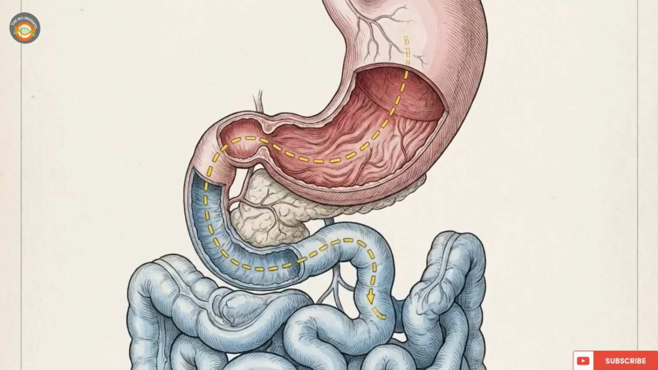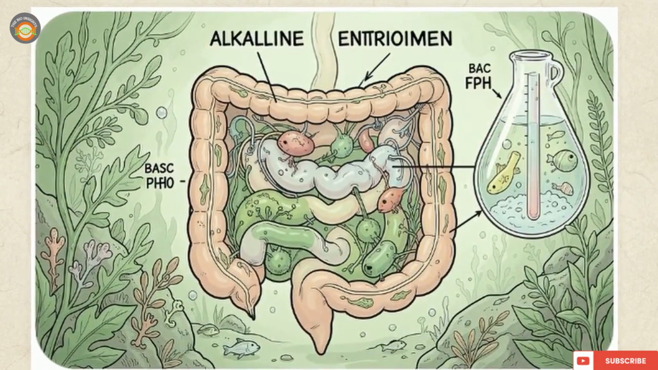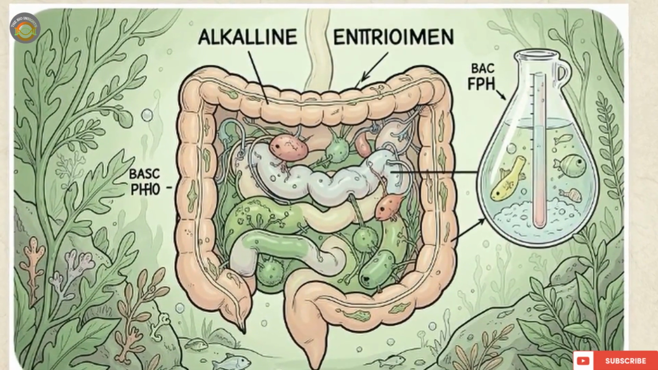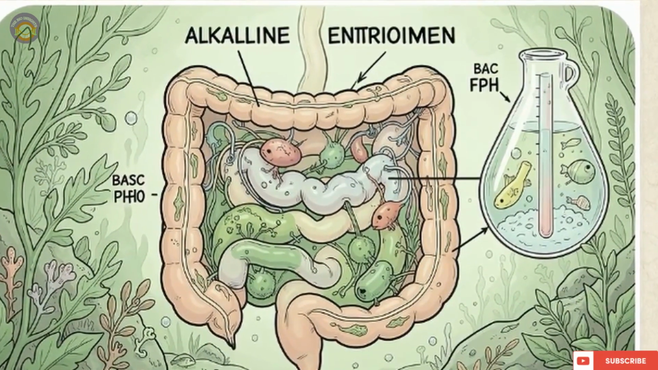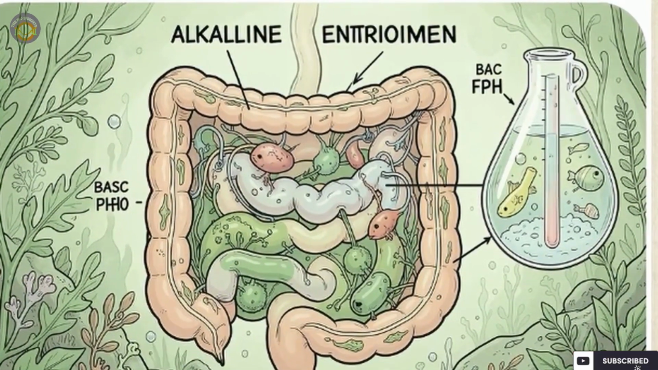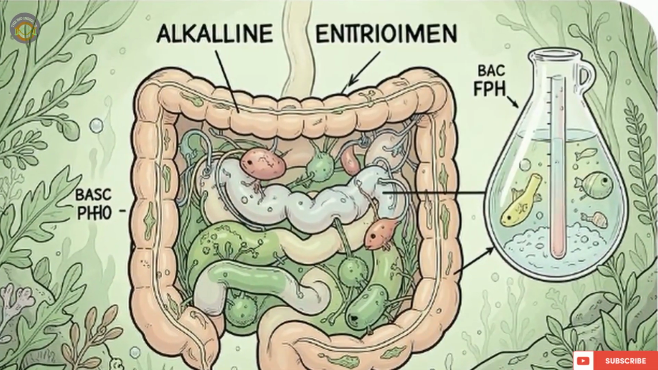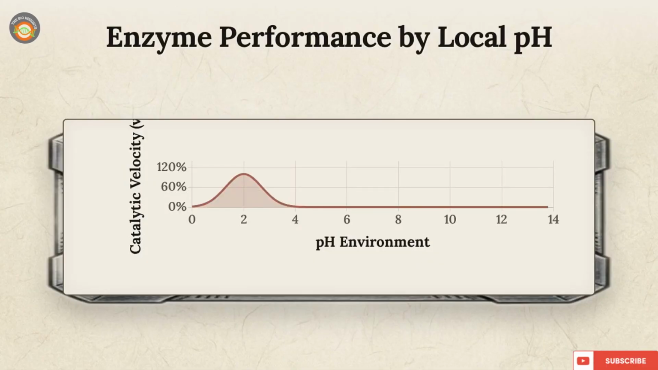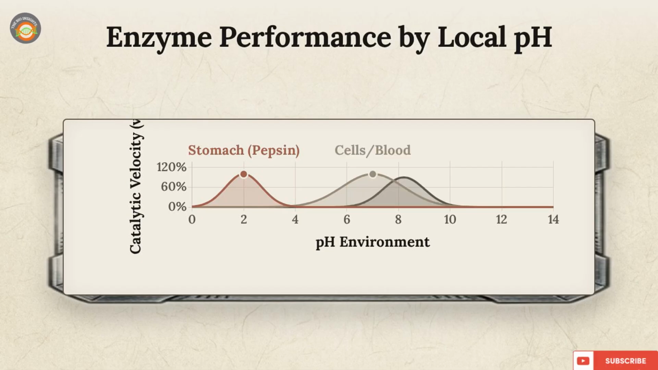Just a few inches away from the stomach, the environment of the small intestine requires a completely different approach. Here, the pancreatic protease trypsin operates. It reaches peak velocity in a slightly alkaline environment of around pH 8, driven by the presence of bicarbonate. These specific pH peaks demonstrate that enzymes are specialized catalysts, optimized for highly localized chemical environments.